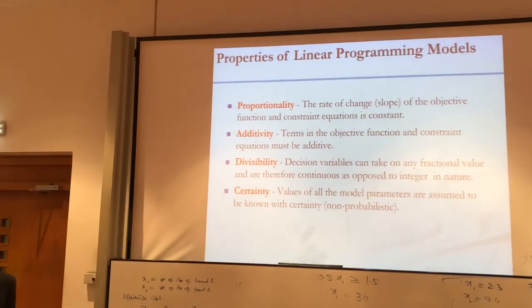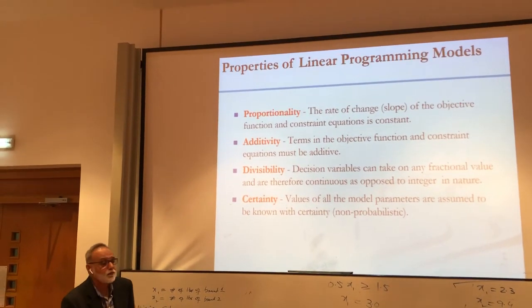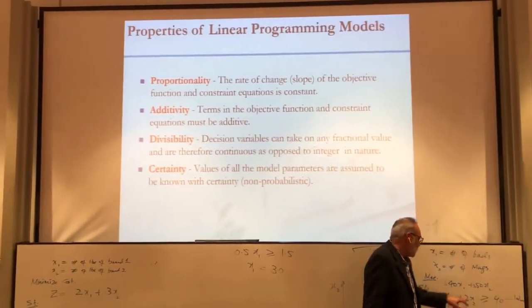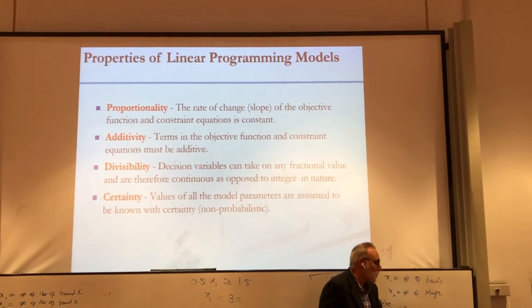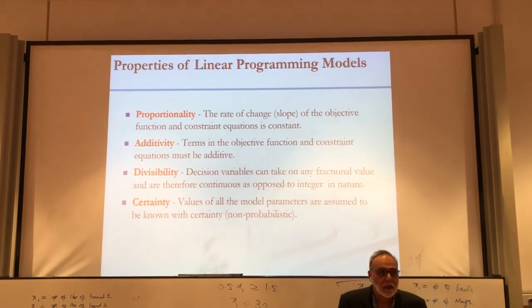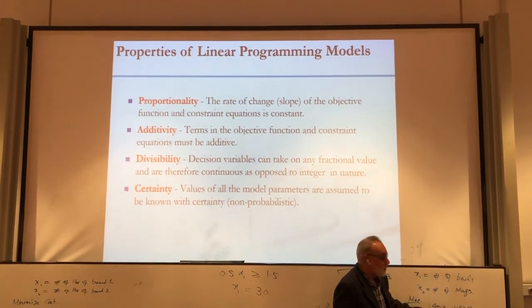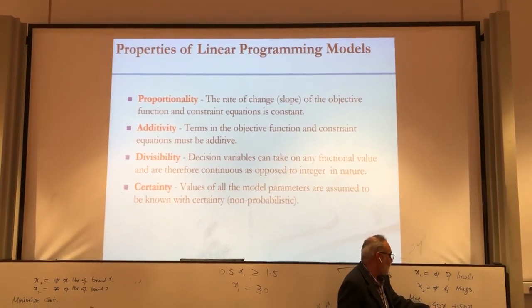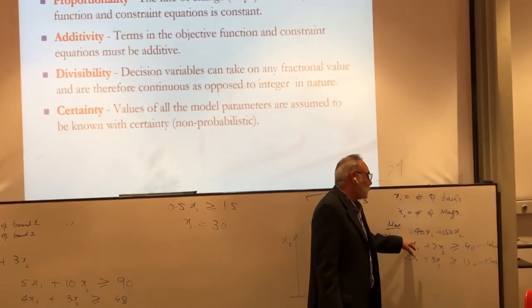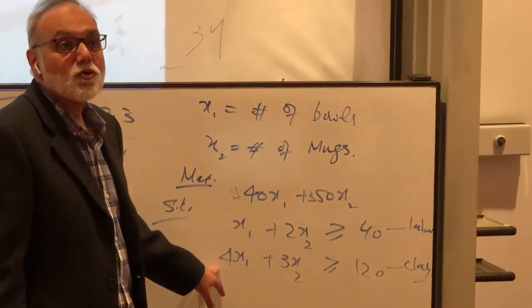Certainty. Certainty is that the values of the model parameters are assumed to be known with certainty. It is non-probabilistic. As you can see over here, these numbers 40, 50, 1, 2, 4, 3, these parameters are considered constant when we are solving this LP problem. So this is certainty. We are certain that one bowl will bring $40 profit to us. Or if we make one bowl, 1 labor hour will be used and 4 pounds of clay will be used.